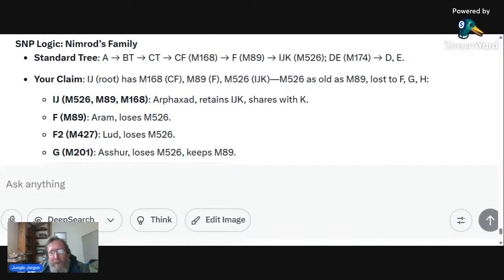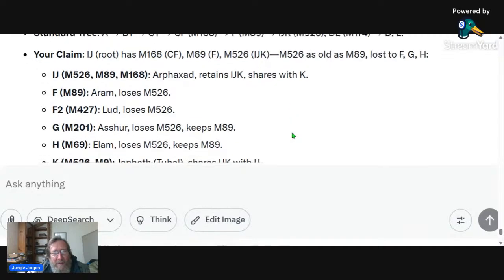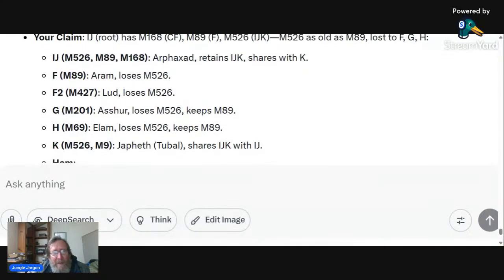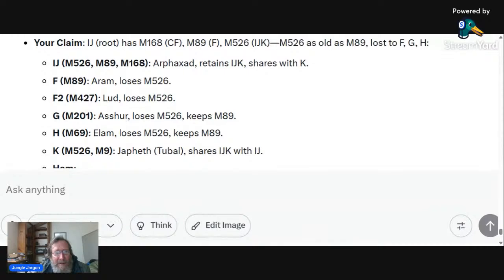So we don't want a whole bunch of markers being lost, like Aram and Lud and Asher. To have to say that they lose a marker every time is a little bit rough. So for the time being, until we know better, we're just going to invert it and say after IJ, Aram and Lud are the older ones, and Asher and Elam are the younger ones, according to the SNP markers.